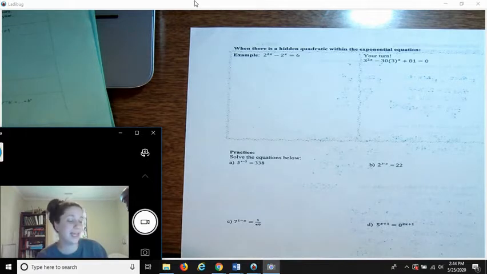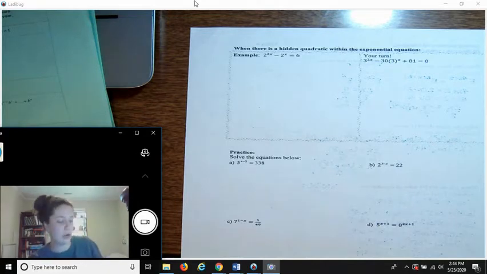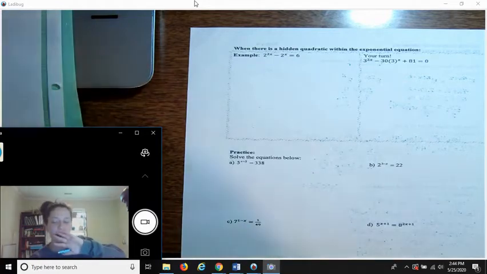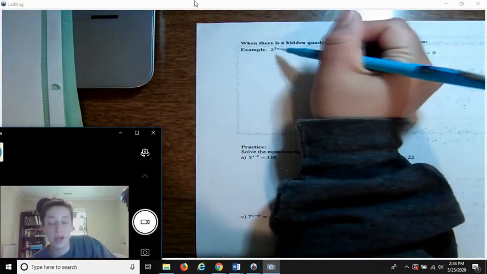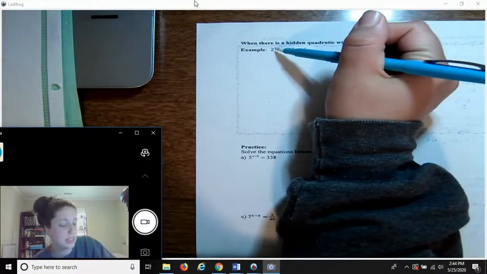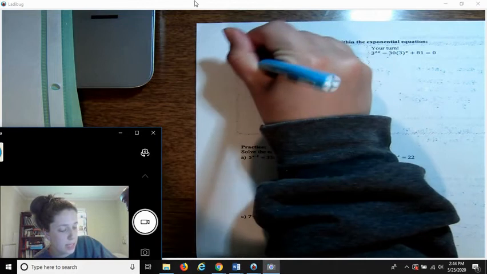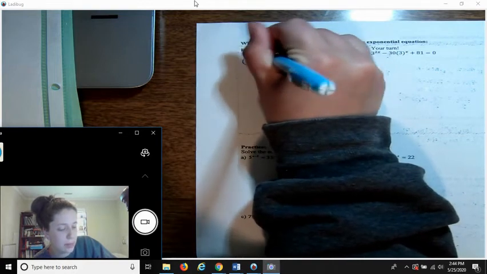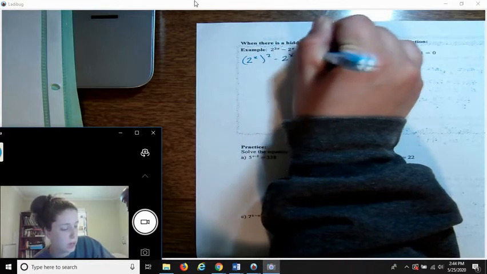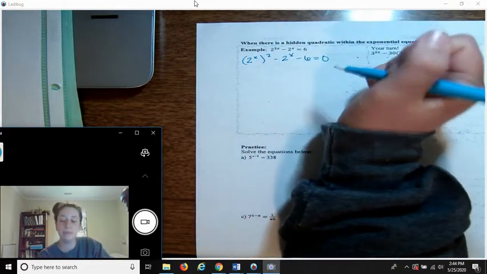Sometimes there will be a hidden quadratic within the exponential function, which is super fun. So let's go ahead and do this. I'm going to rewrite this, obviously trying to make this a quadratic, so I want to pull this 2 out as an extra power. So I'm going to have 2 to the x squared minus 2 to the x minus 6 equals 0. I'm moving the 6 over to the other side as well.